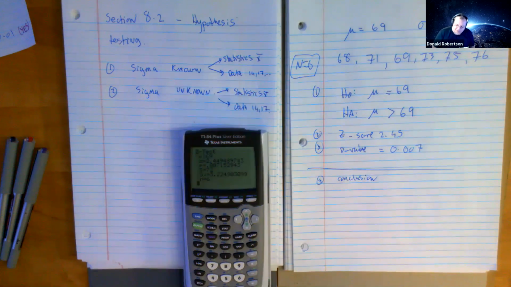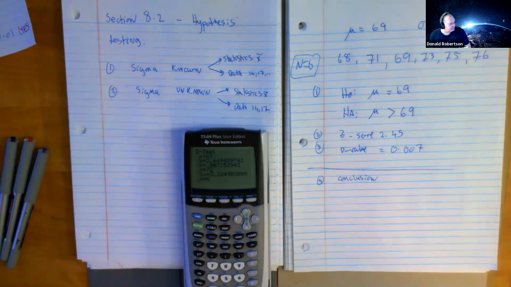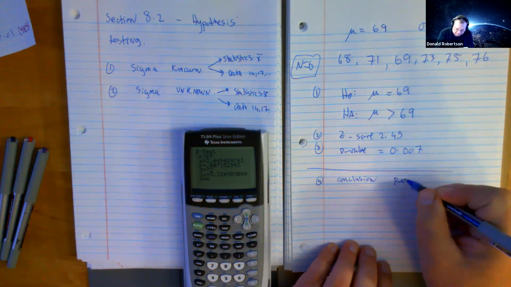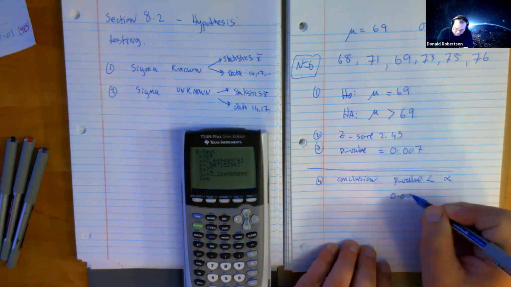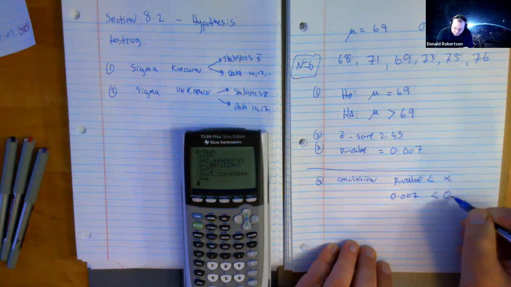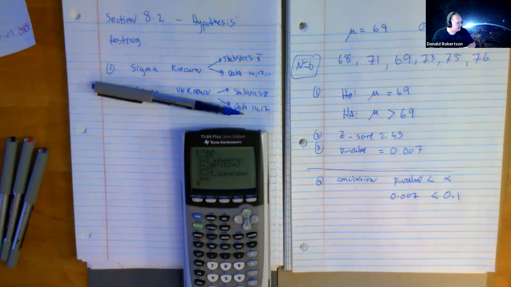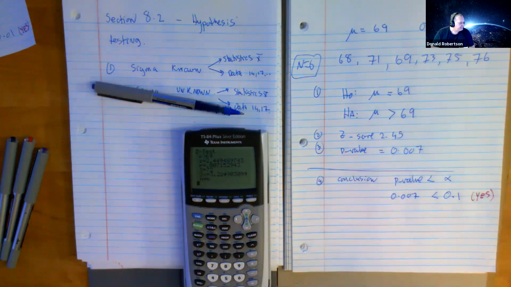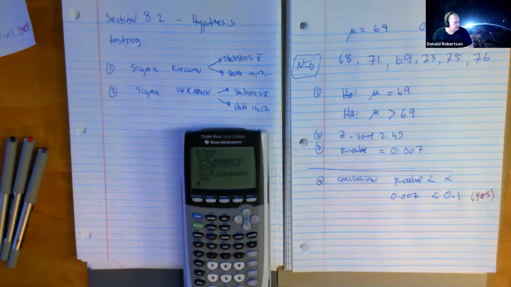I forgot my story, and let's say he's using 10%. That would be part of the story, right? Significance level of 10%. So conclusion, is our p-value less than alpha? Is 0.007 less than 0.1? I think that's a very emphatic yes, isn't it? Is this a statistically significant result?